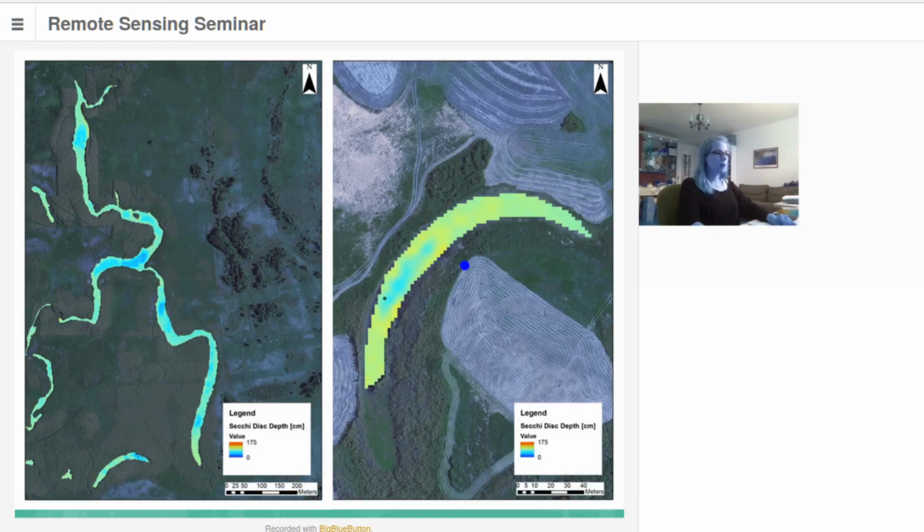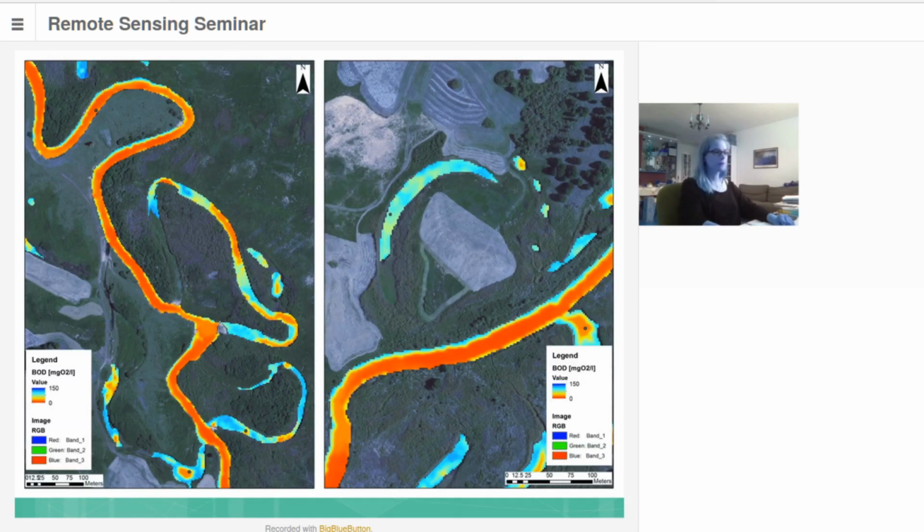Here I've got a map for such as depth. This is the Atlantic Oxbow Lake I mentioned before, and this Oxbow Lake is connected with the river with just one arm, but its quality is much better than this Oxbow Lake.